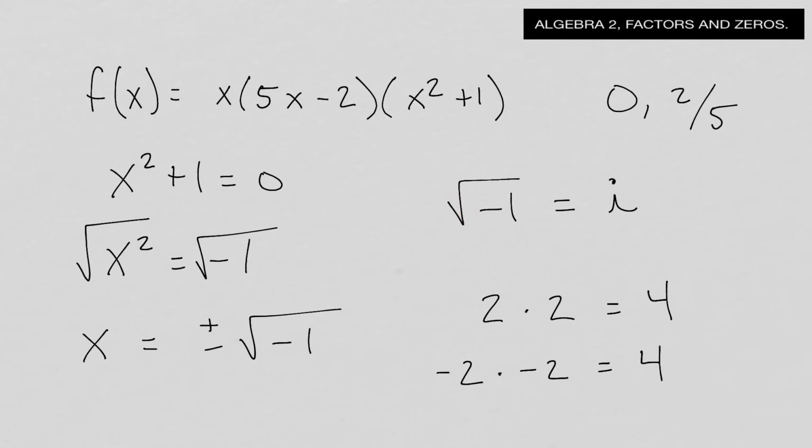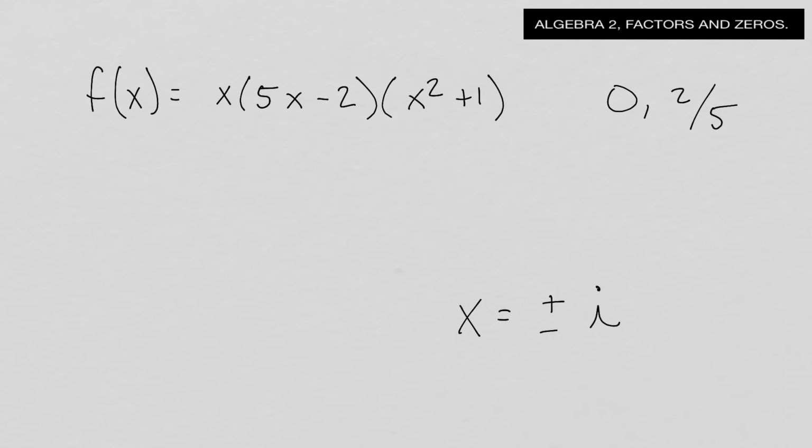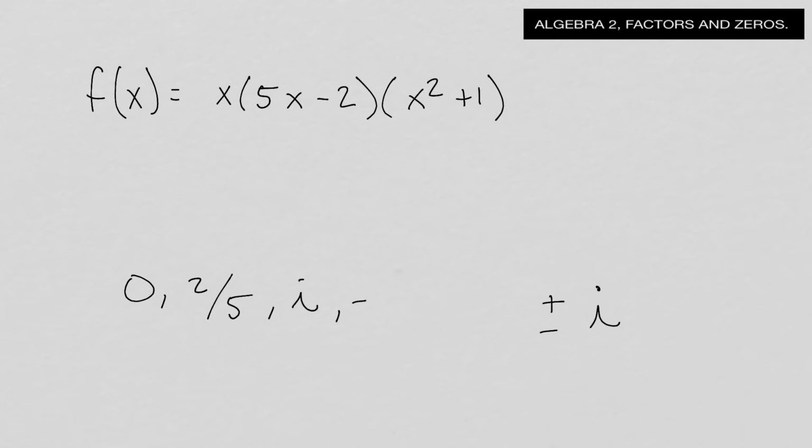So we're going to say that the solution here is going to be x equals plus or minus i. That's your imaginary number, plus or minus i. So our zeros for this function, we're going to say, are 0, 2/5, and plus or minus i, we could just write it like this, i and negative i. These are your zeros for this function here.